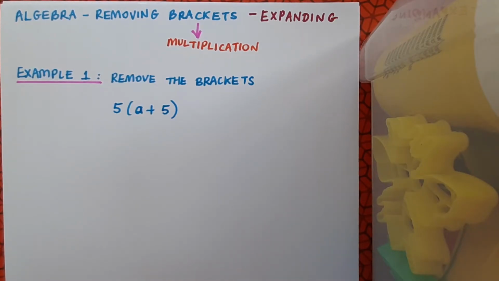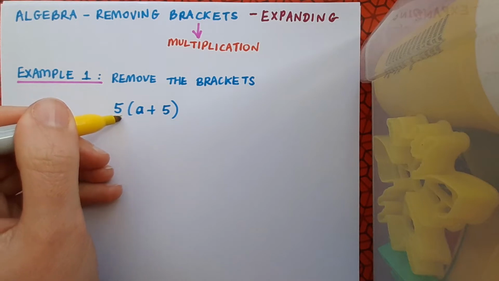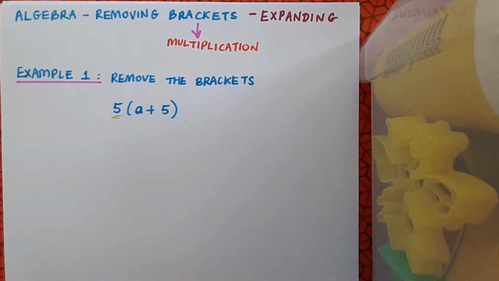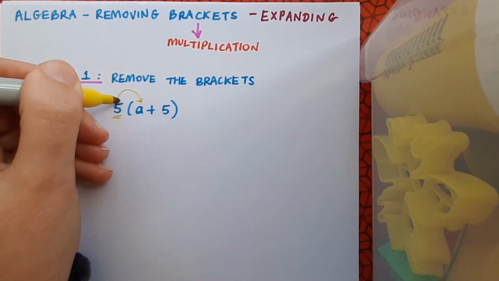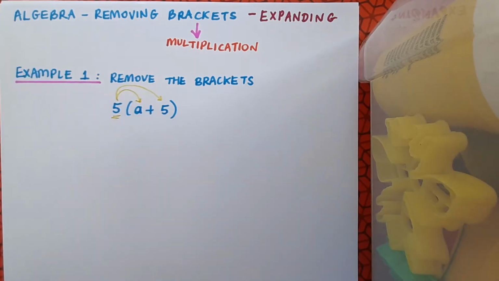Here's our first example. The instruction is to remove the brackets. The expression is 5 bracket a plus 5 and then close bracket. Like we said, brackets indicate multiplication. Whatever is directly in front of the bracket is multiplying into the bracket. So in this case, the term in front of the bracket is 5. So the term 5 must multiply by the a and by the plus 5 in the bracket.